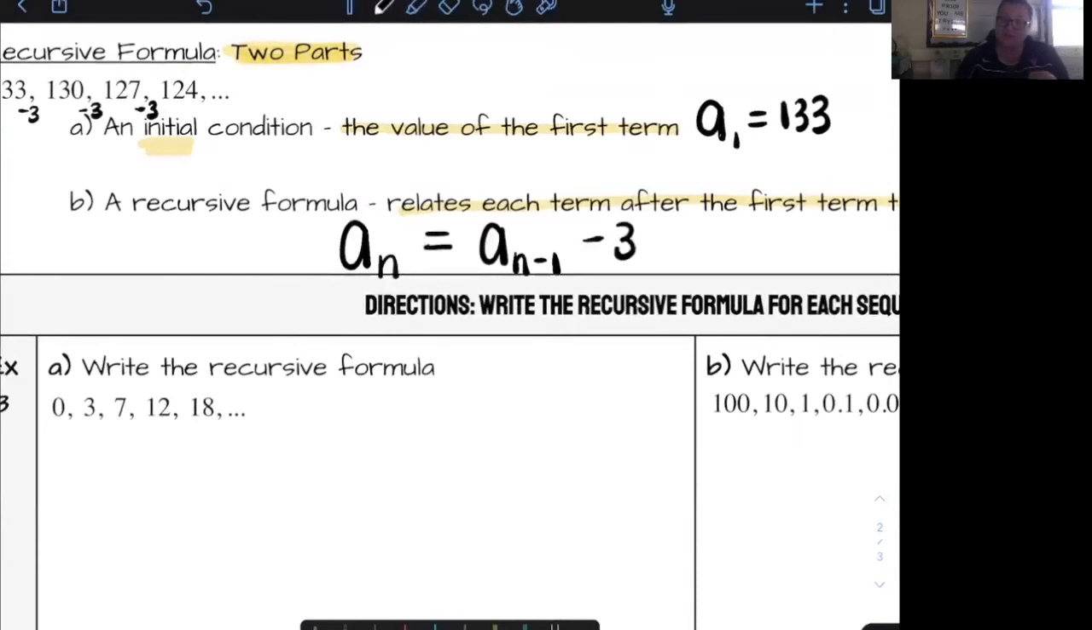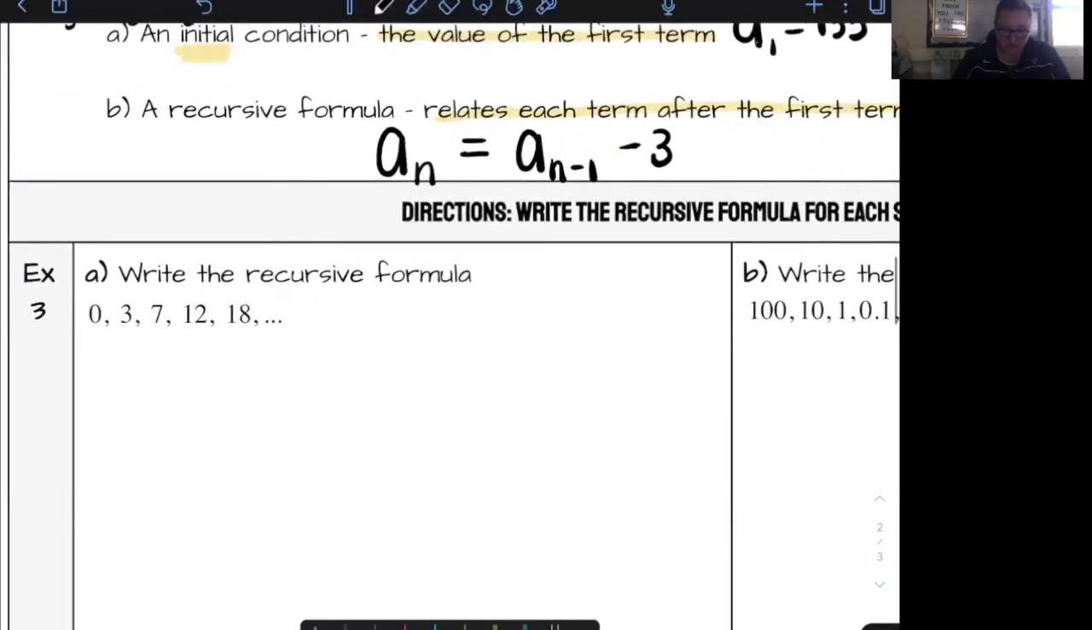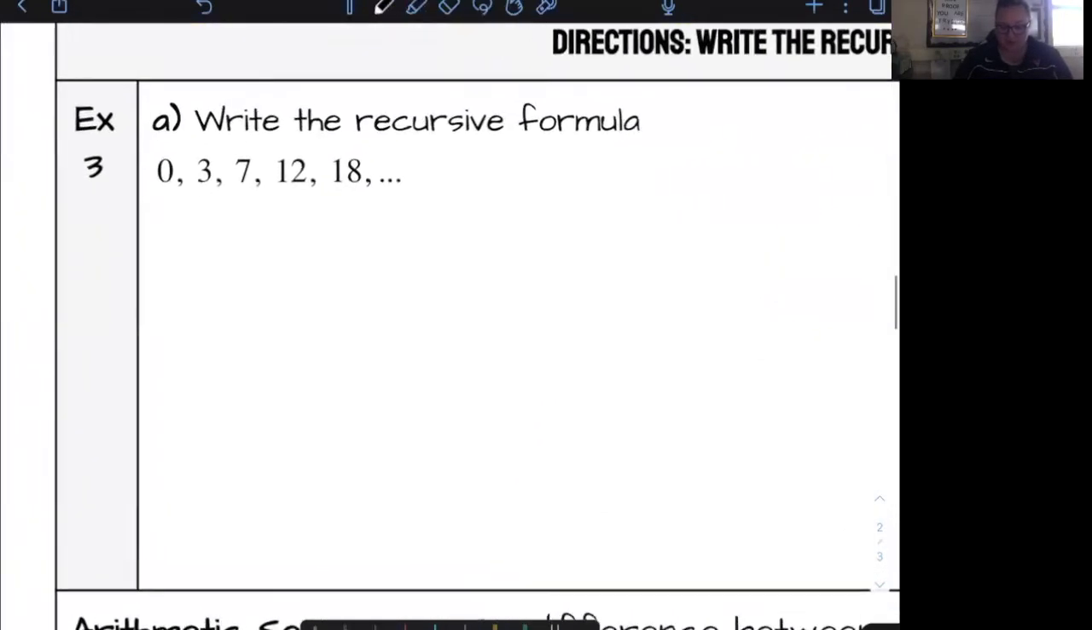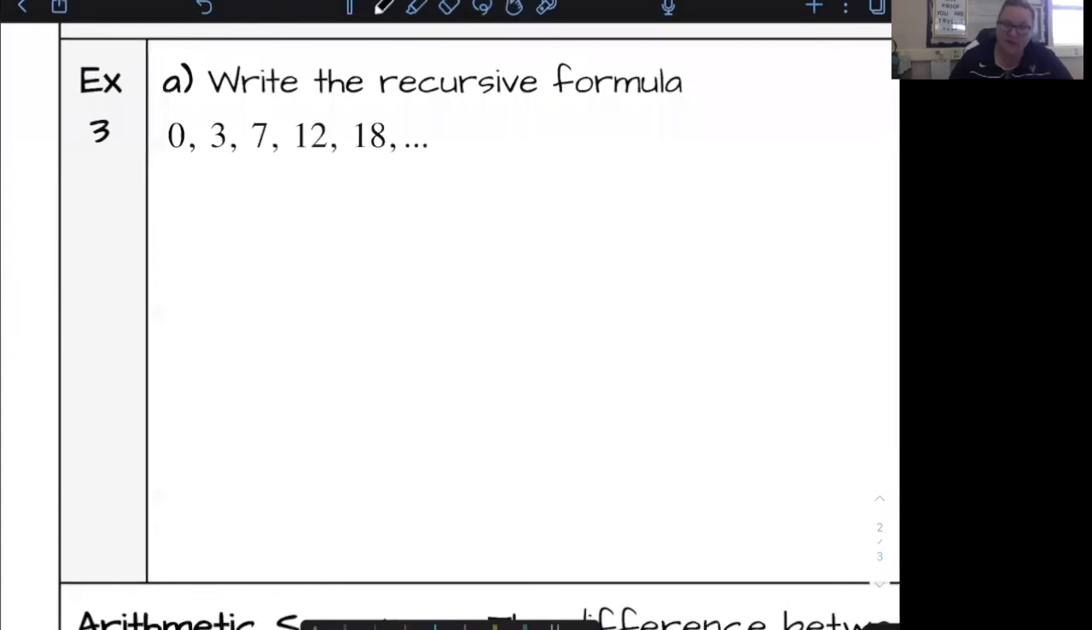So you take whatever term was before it and you subtract 3. So let me show you how that works with some examples. We're going to write a recursive formula for this sequence. To help me figure out how to write the recursive formula for this, I'm going to make myself a little table.